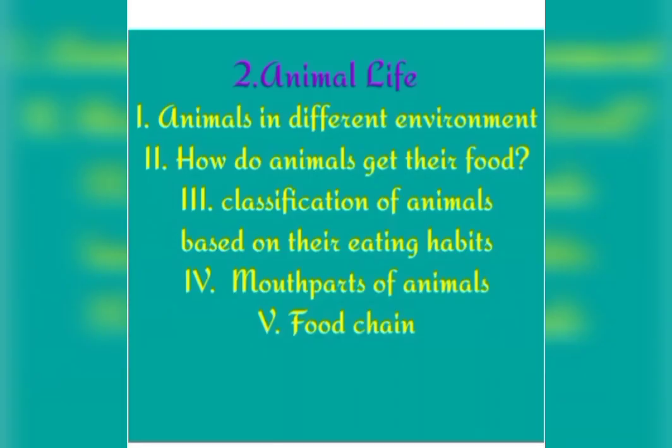Okay, children, now let's get into the lesson. In this lesson we have 5 subtopics. The subtopics are: first, animals in different environments; second, how do animals get their food; classification of animals based on their eating habits; mouth parts of animals; and the last topic, food chain.